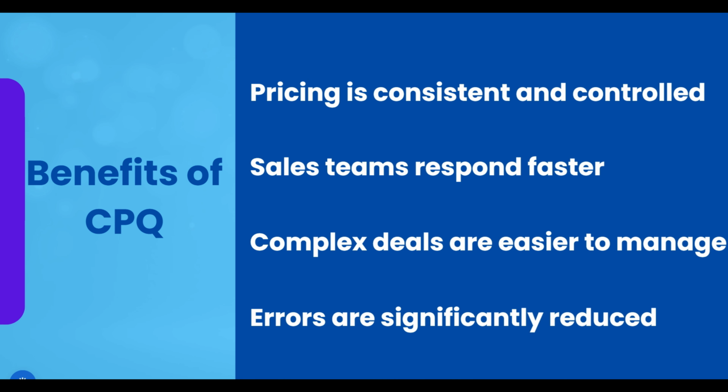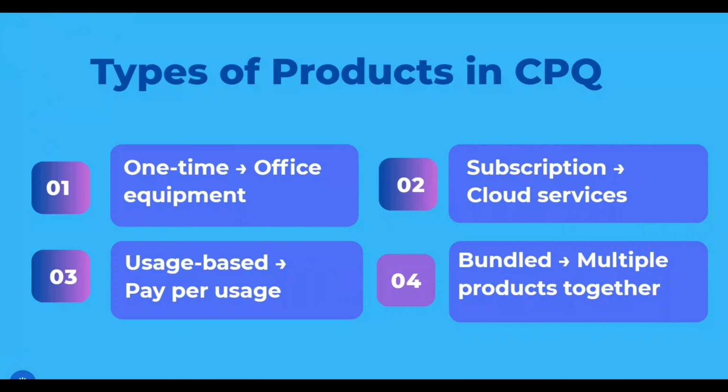And finally, errors are significantly reduced. Since the system handles calculations and validations automatically, there is much less chance of mistakes such as incorrect pricing, wrong discount, or incomplete quotes. So overall, CPQ helps businesses improve efficiency, maintain pricing accuracy, and create a smoother sales experience for both the company and the customer. Now let's come to the types of products in CPQ.